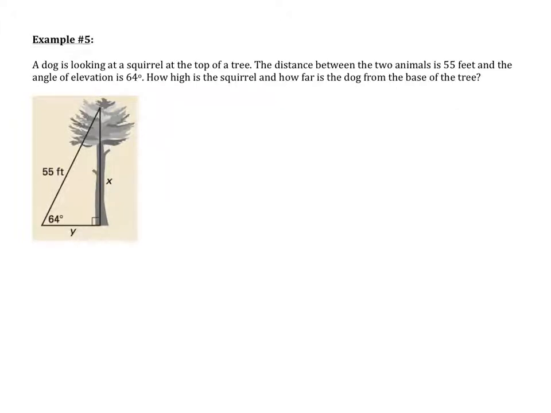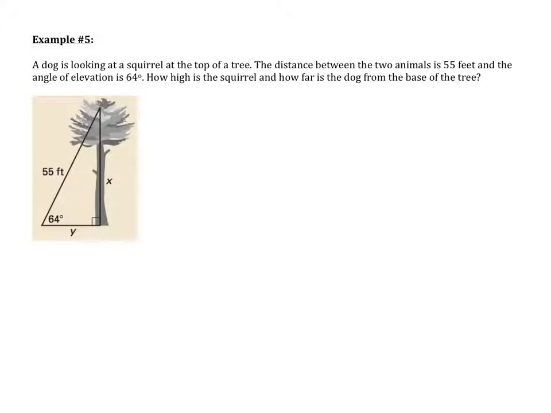And now on to example number 5. A dog is looking at a squirrel at the top of a tree. So here's the dog, here's the squirrel, and is looking up. So 64 degrees would be your angle of elevation. The distance between the two animals is 55 feet, so that would be this length right here, 55 feet. And the angle of elevation is 64 degrees, just like we talked about before. How high is the squirrel and how far is the dog from the base of the tree?